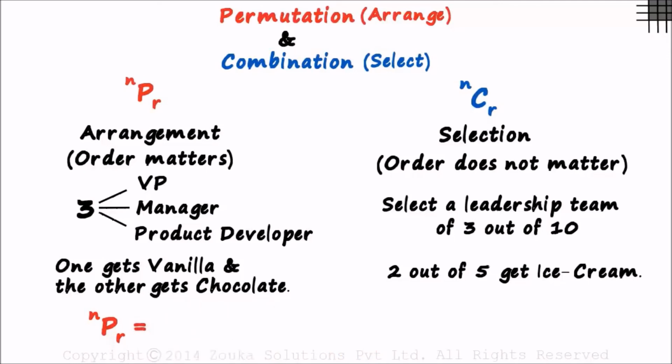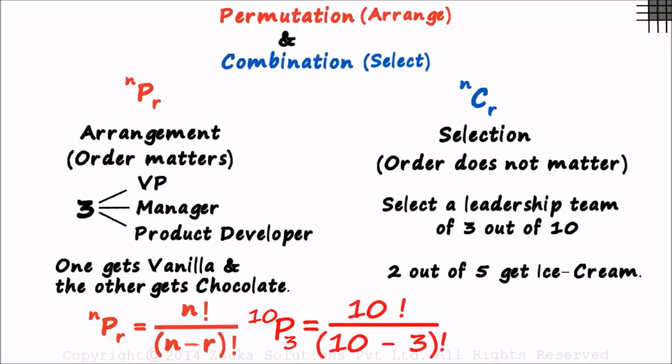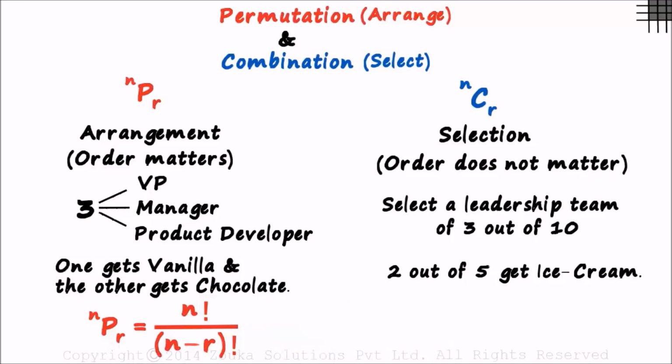So this equals n factorial divided by n minus r factorial. Yes, that's the formula. If we have to arrange 3 people out of 10, it will equal 10 factorial divided by 10 minus 3 factorial. Don't worry, we will look at numerical examples later. For now, let's just look at the formulae.